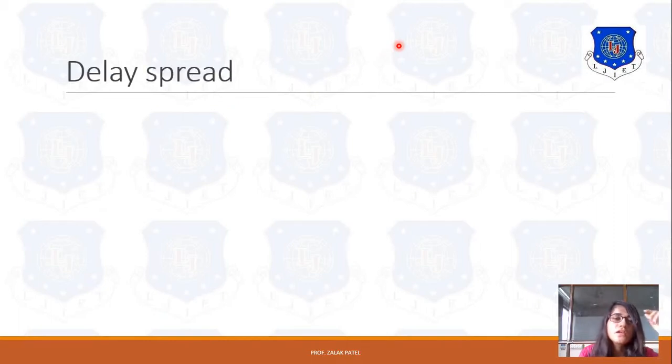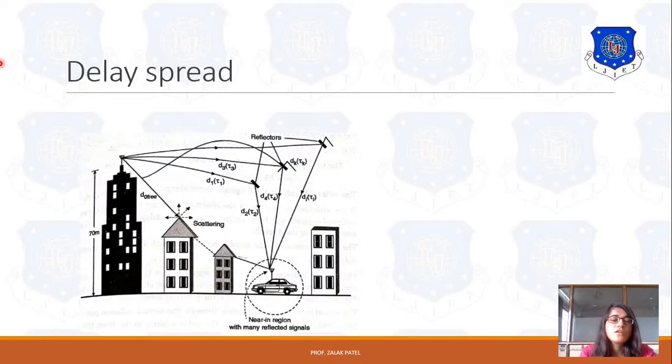Next is delay spread. For delay spread, consider this figure. In this figure various propagation paths are shown. Here there is a building, and over here one transmitter is placed. Consider that at every building there may be a receiver, or you can also consider that this vehicle which is moving towards here has a receiving antenna like this.